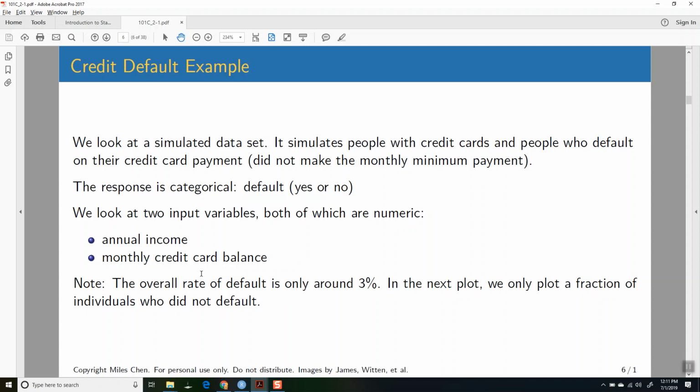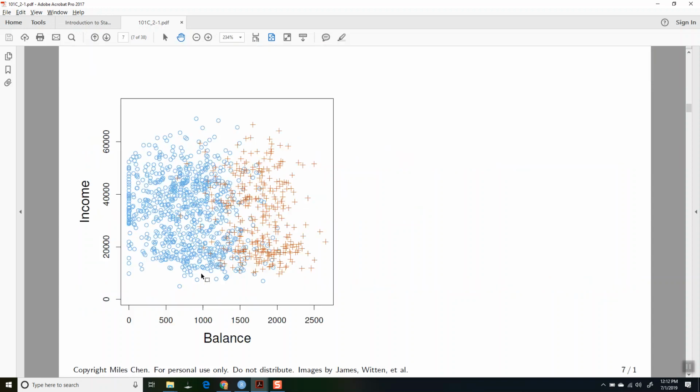We can start by taking a look at two numeric input variables: the annual income of the person, and their monthly credit card balance, how much balance is carried on the credit card. This is simulated data, and here the balance goes anywhere from $0 to $2,500, and the income goes anywhere from 0 to maybe $60,000 or $70,000 in annual income. Again, in the real world, this would be a huge mess.